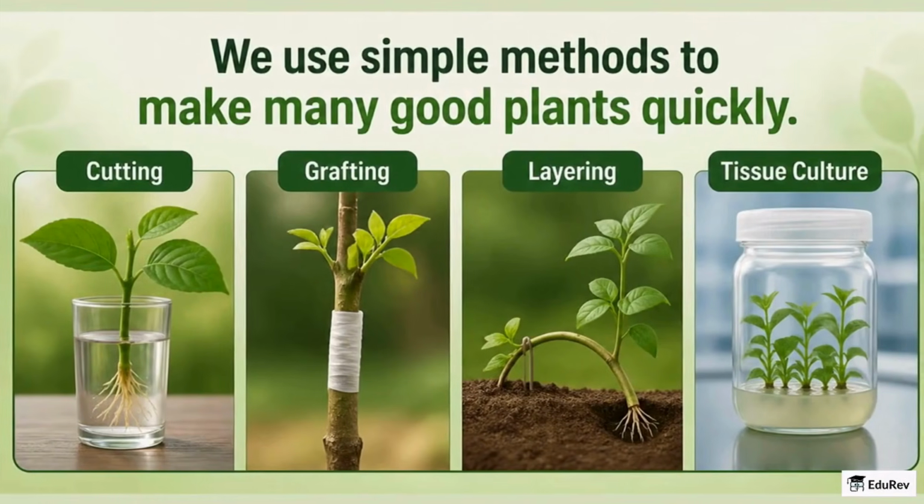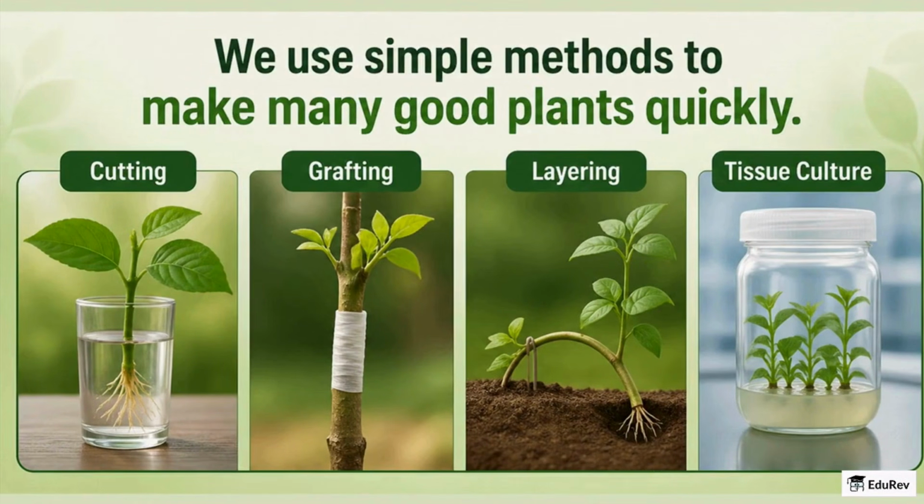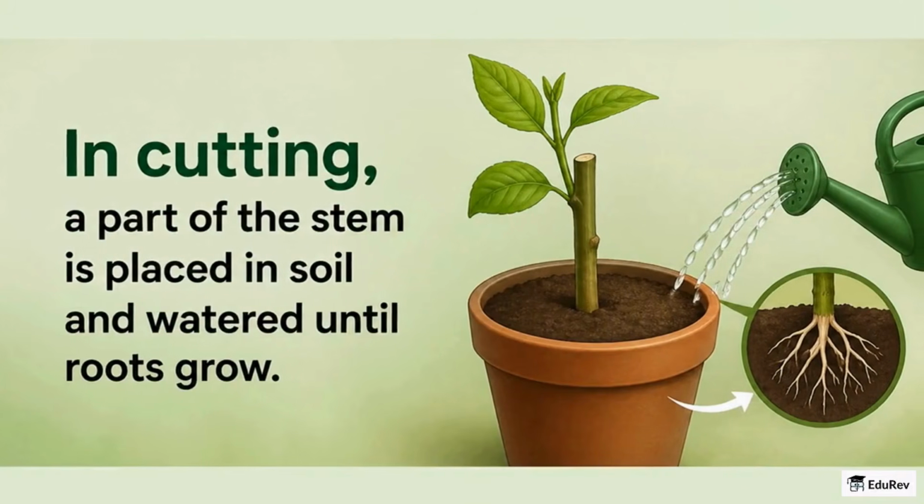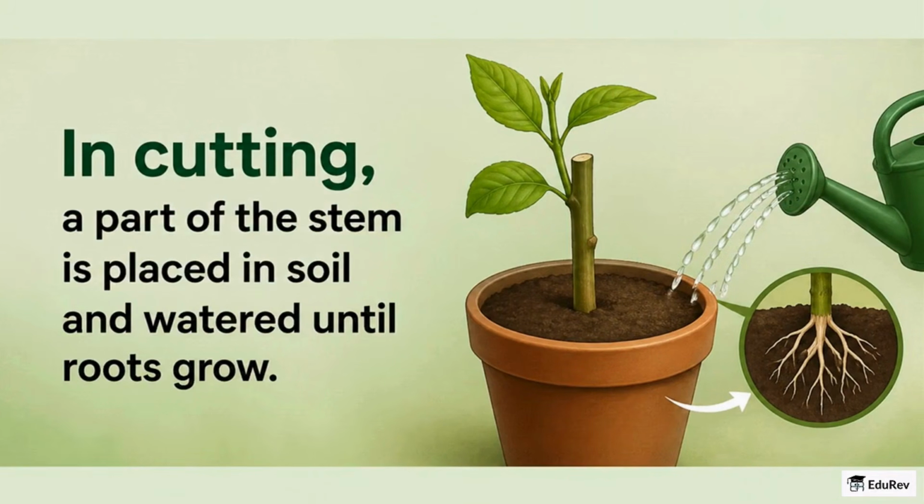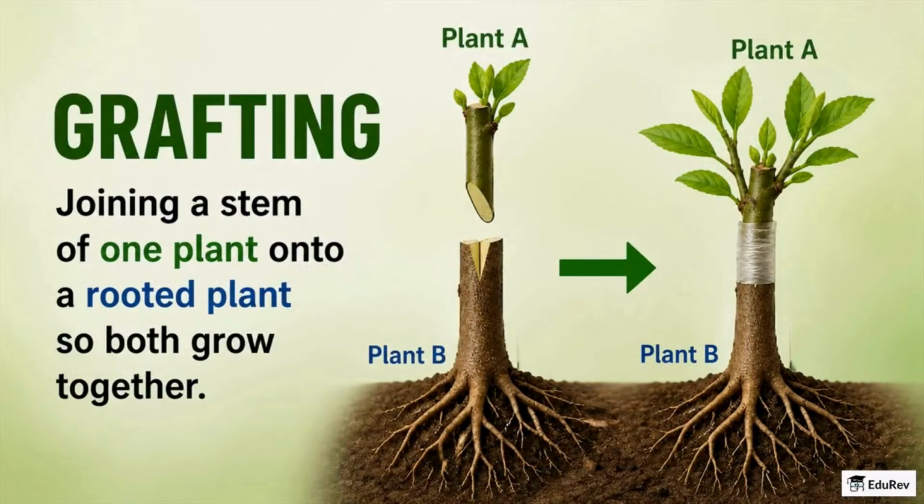Farmers and scientists use methods like cutting, grafting, layering, and tissue culture to make many good plants quickly. In cutting, a part of the stem is placed in soil and watered until roots grow. Grafting means joining a stem of one plant onto a healthy, rooted plant so both grow together.